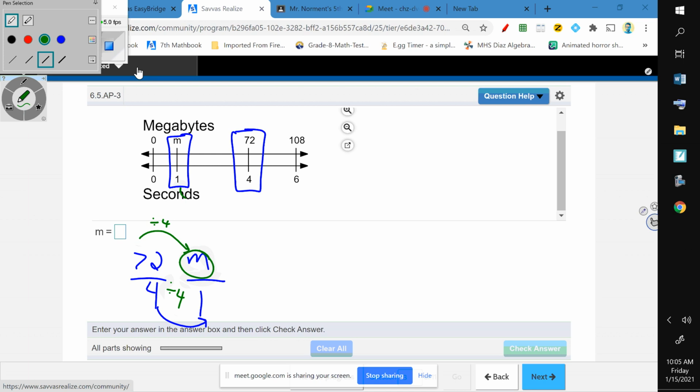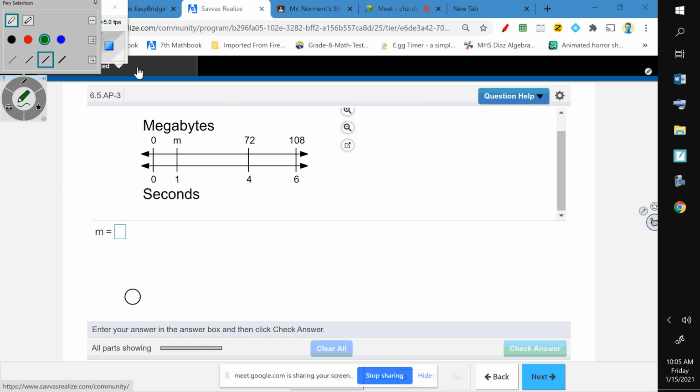So if you take 1 times what to get 6, it's going to be times 6. And if your answer is right and you multiply that number times 6, you will get 108. Okay? So that's how you do that. And that's just a way of checking it. If you do this and you get that answer, you are done. Next.